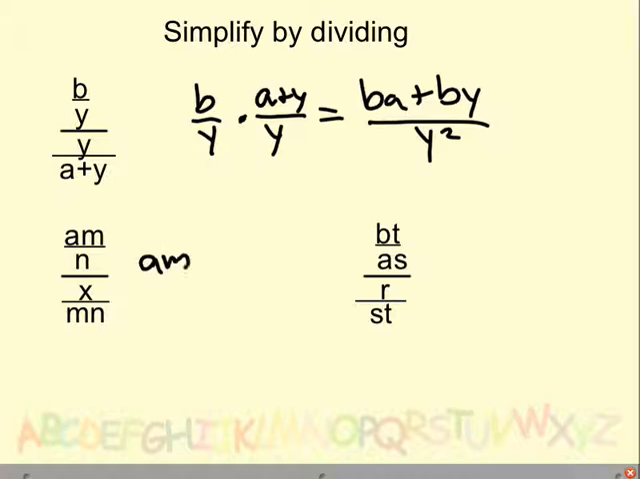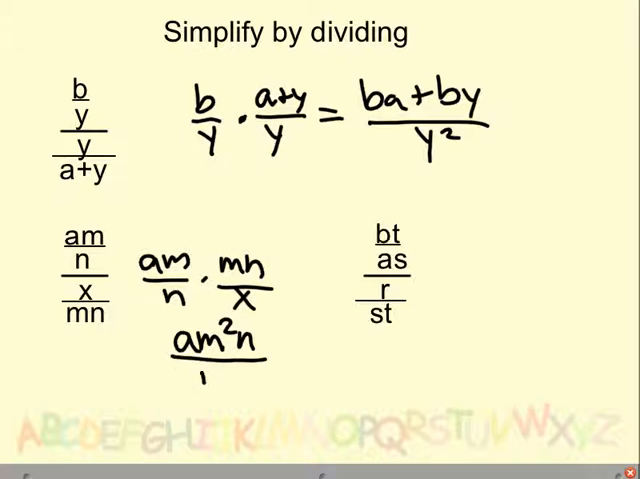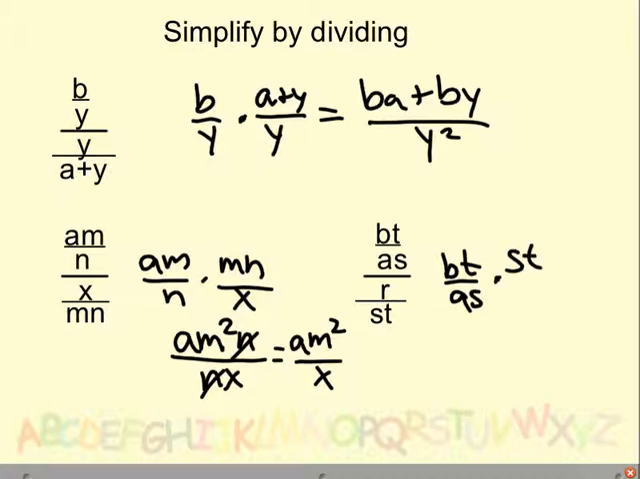So we get am over n times mn over x. Now we could go ahead right here and simplify the n's, or we can multiply it out and get am squared n over nx, and then simplify the n's to get am squared over x. Second one here, bt over as times st over r. And I could simplify the s's here to get bt squared over ar just by multiplying it out again.